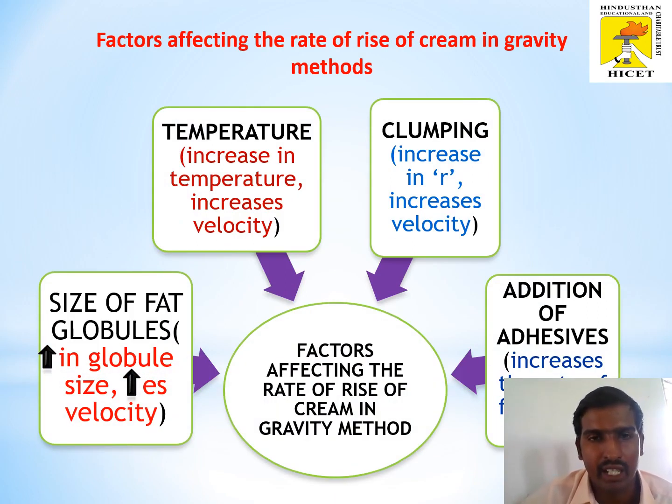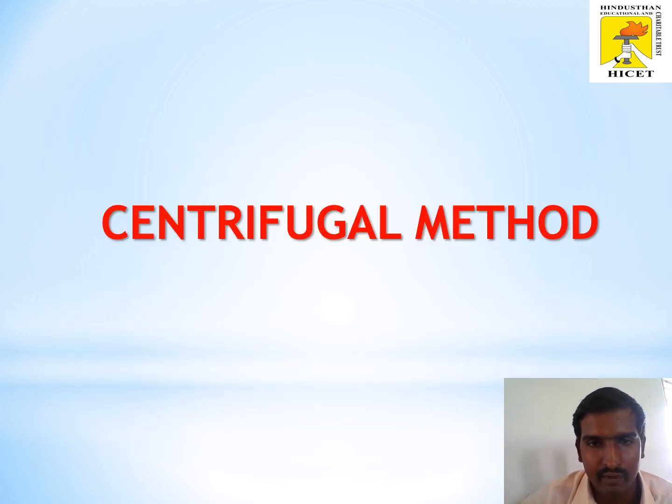These are the factors affecting the rate of rise of cream in gravity methods. Temperature: an increase in temperature increases the velocity, as it reduces viscosity. Clumping: an increase in the radius increases the velocity. Addition of adhesives also increases the velocity. And size of the fat globules: as globule size increases, the velocity increases. So these are the factors.